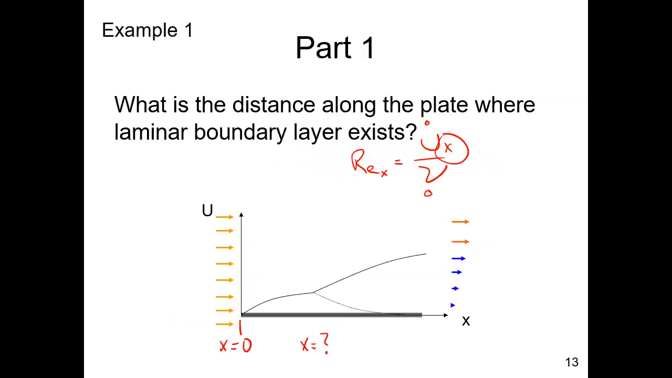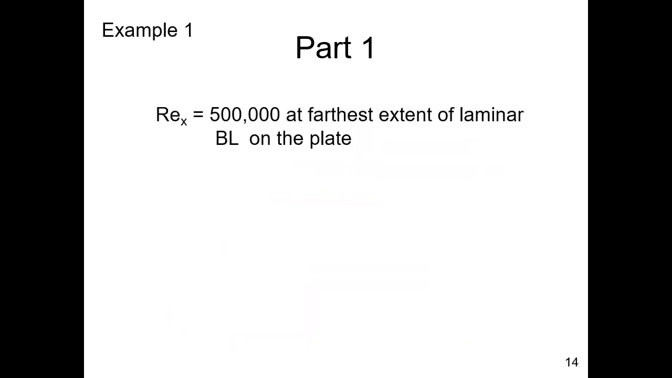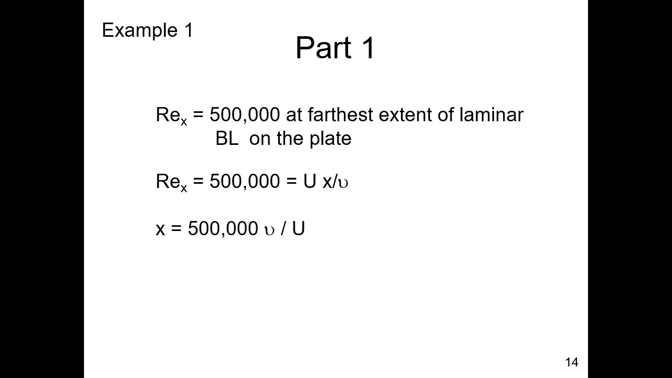Okay, so this is where we were. At a boundary Reynolds number of 500,000, that would be at the farthest extent, x, of where the laminar conditions can exist. So again, the boundary Reynolds number is ux over nu. We just rearrange this equation and solve for x, so we isolate x.